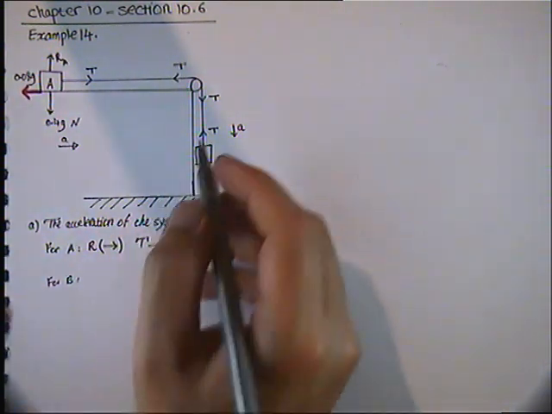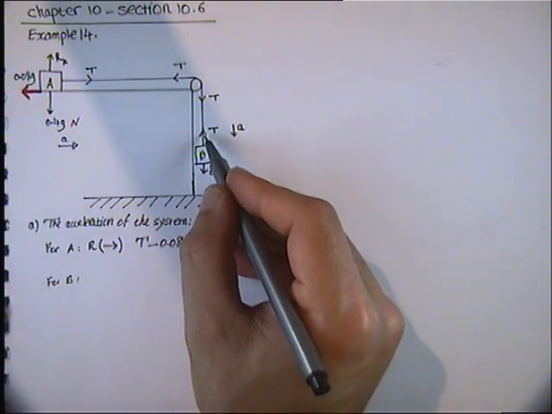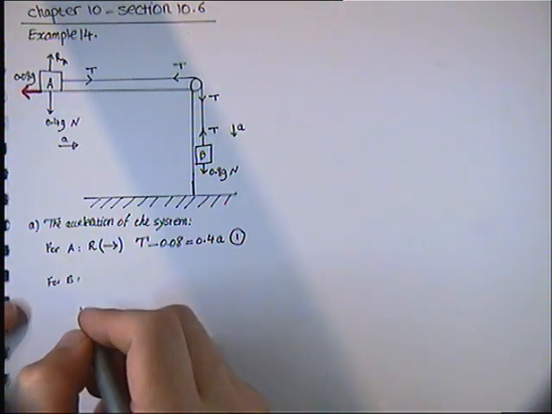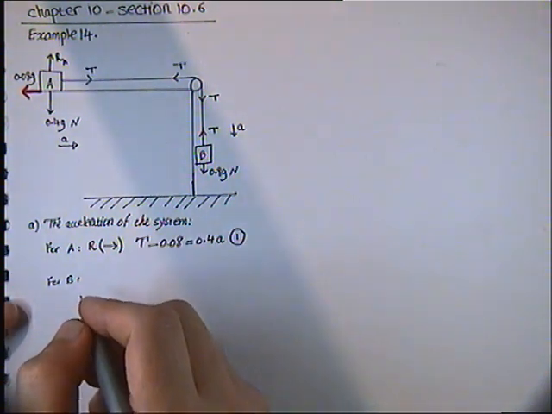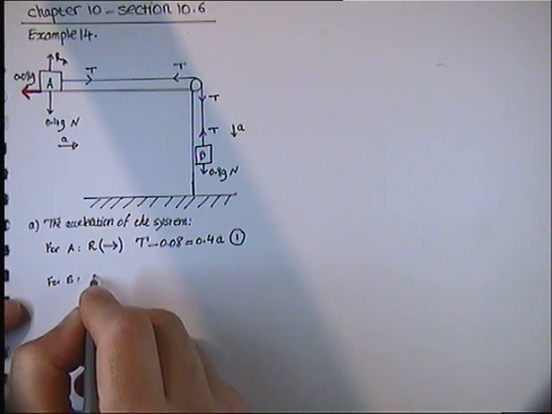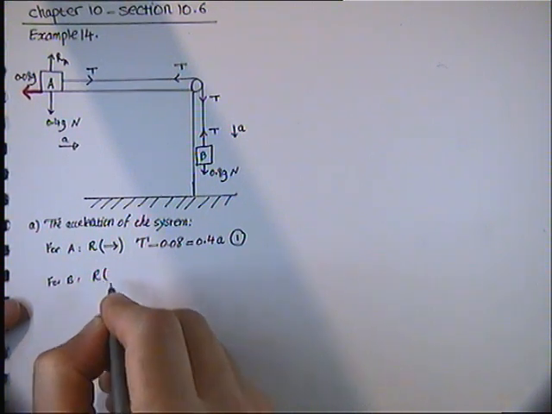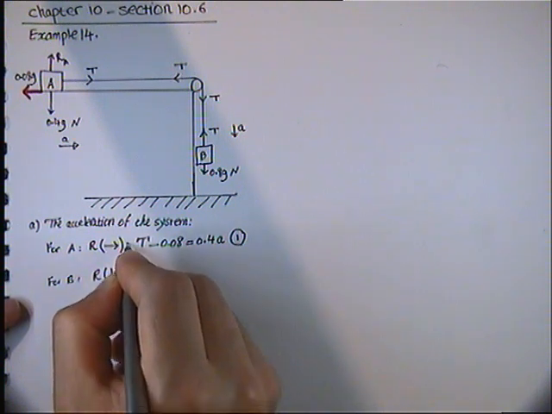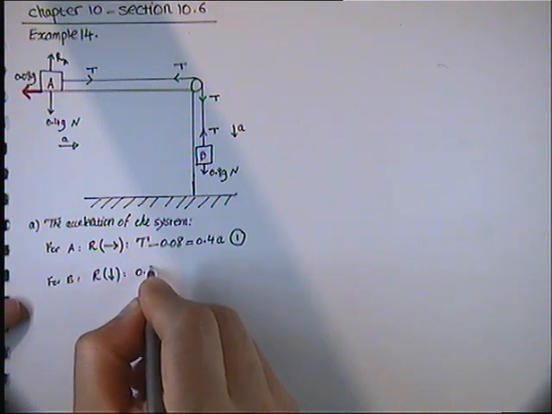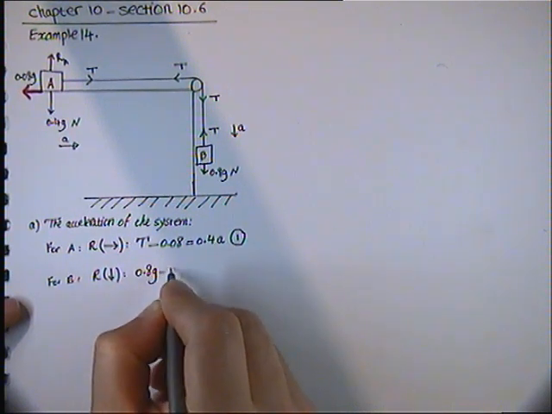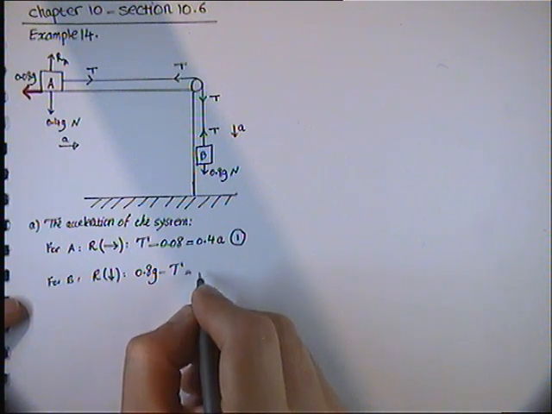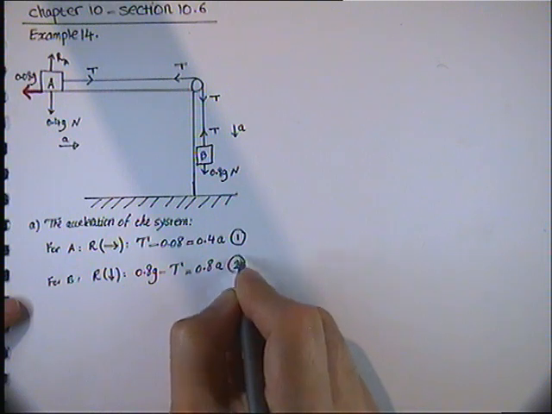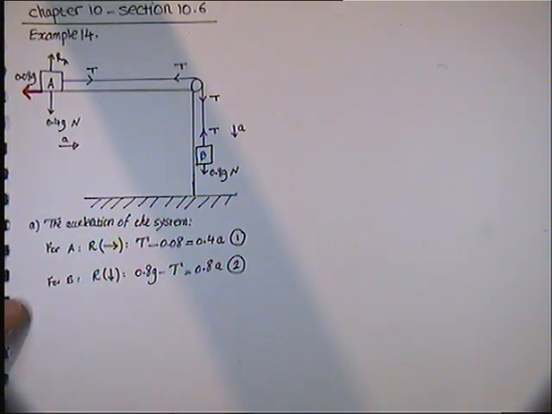For B only, we've got T in this direction and 0.8g downward. 0.8g is positive because it's in the direction of the acceleration. So downward, it would be 0.8g minus T equals mass times acceleration, 0.8a. Let's call it equation 2.